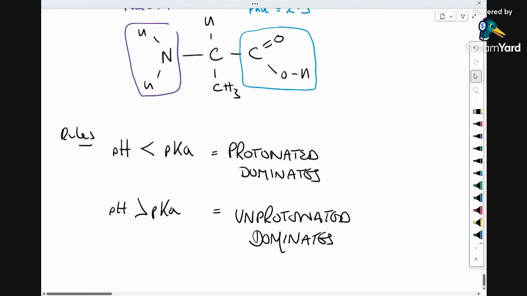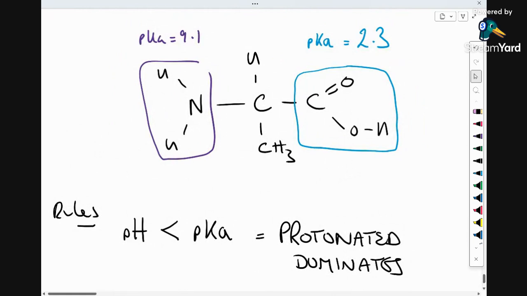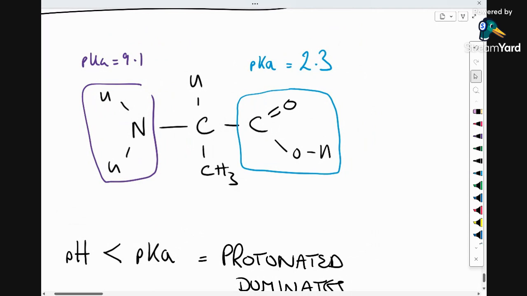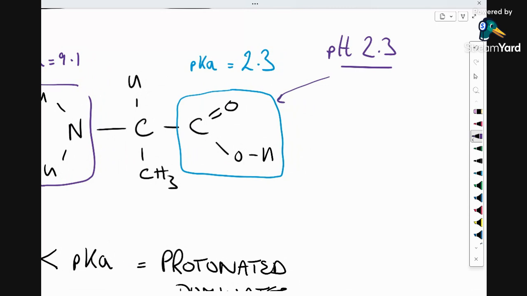Okay, so let's have a look at this. Let's imagine that we're at pH 2. Well, first of all, actually, let's say we're at pH 2.3. Hopefully you appreciate that because the pH equals the pKa for the carboxylic acid group, 2.3 here, 50% of the carboxylic acid groups are going to be dissociated, 50% of them are not.